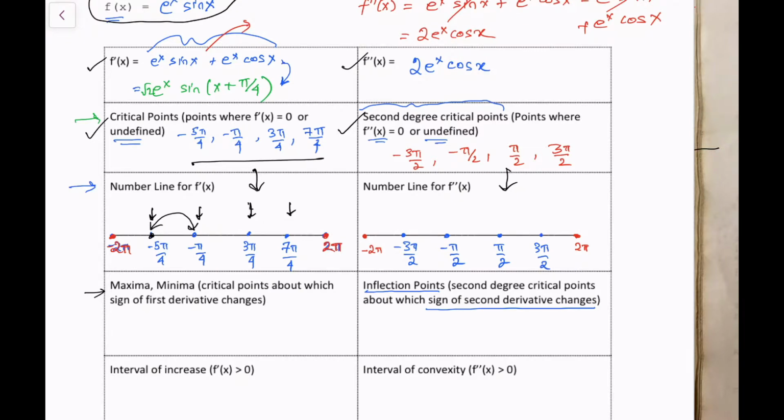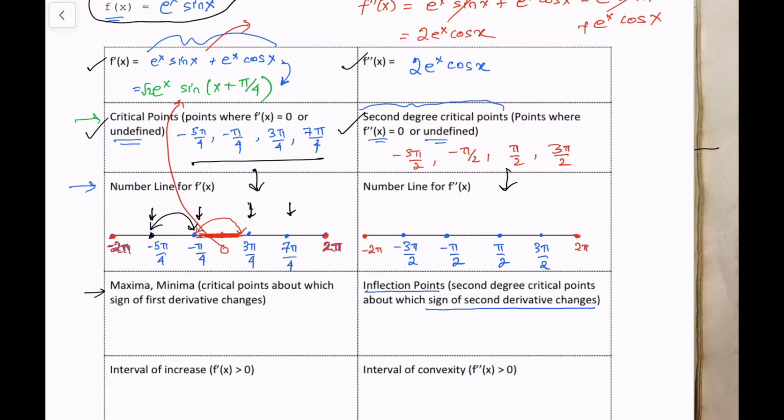what we can do is pick a value from that interval. Let's say we are interested in the interval negative pi by 4 to positive 3 pi by 4. We can pick any value in that interval, let's say 0, and plug that value into the first derivative. If that is positive, then the first derivative is positive in this entire interval. How do I know that?